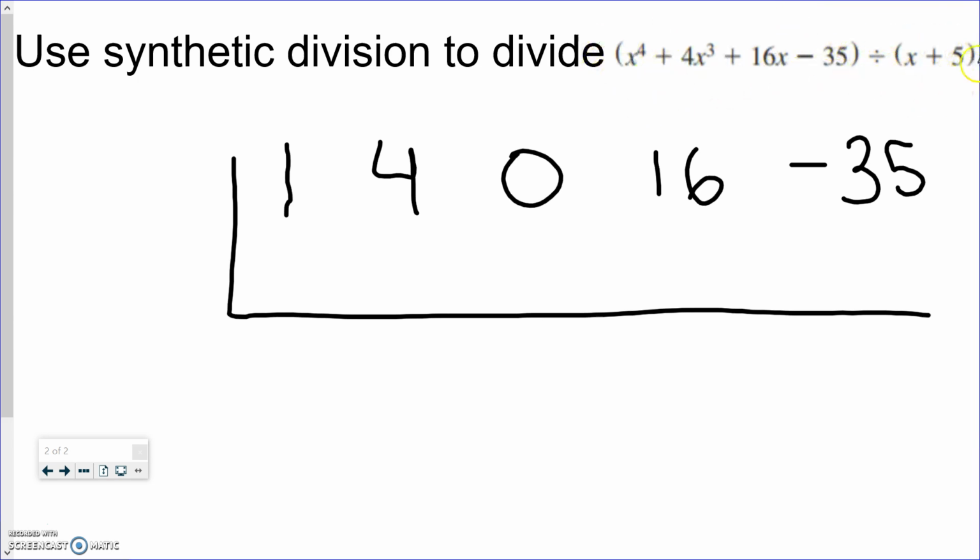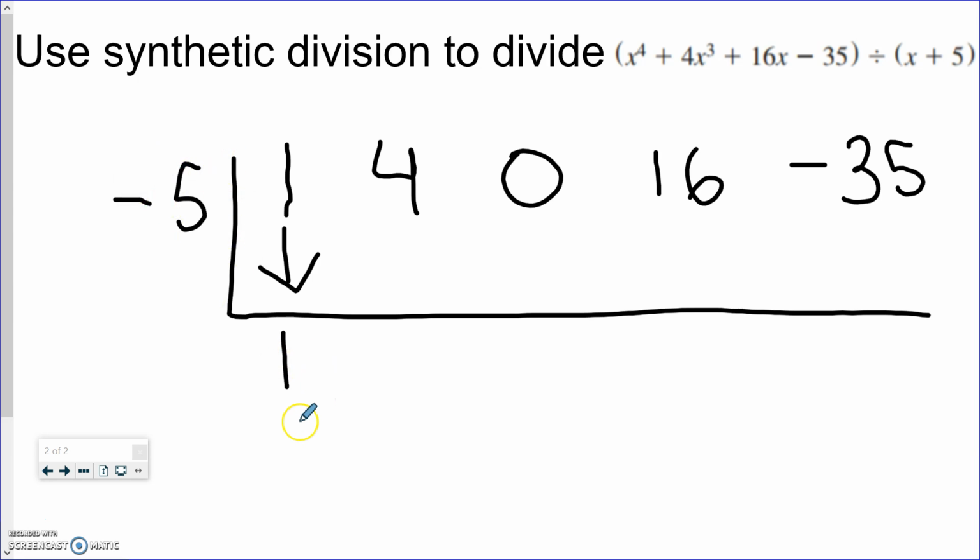Now we're going to go ahead and take a look at our second polynomial. So our second polynomial is x plus 5. It is a first degree binomial, which means we can go ahead with the synthetic division. And since it's plus 5, we're going to have to change that to negative 5 for our synthetic division. Now again, we're just going to follow that pattern. We're going to bring down our first number, then we're going to multiply and add. Multiply and add. So let's go ahead and do that.